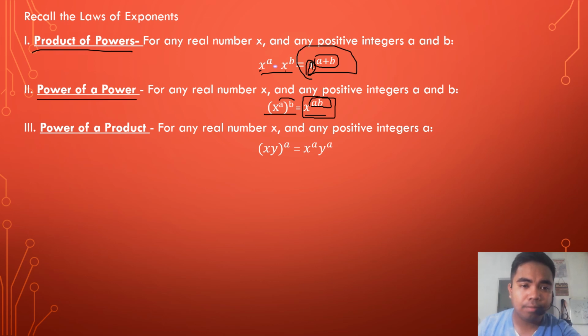The third one natin is power of a product. So for any real number x and any positive integers a. So kung titingnan natin, we have x times y, or quantity of x times y raised to a. So sa loob ng parentheses, meron tayong x and y. Kung tatandaan natin, every variable, meron yan silang exponent na 1 at saka meron din silang coefficient na 1.